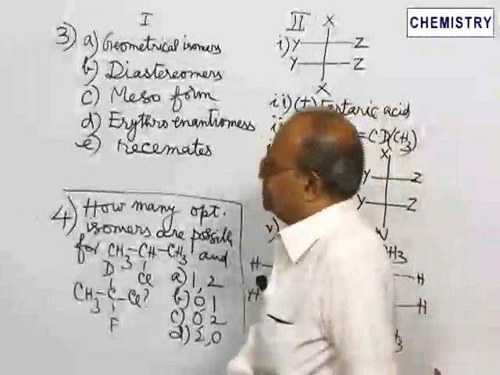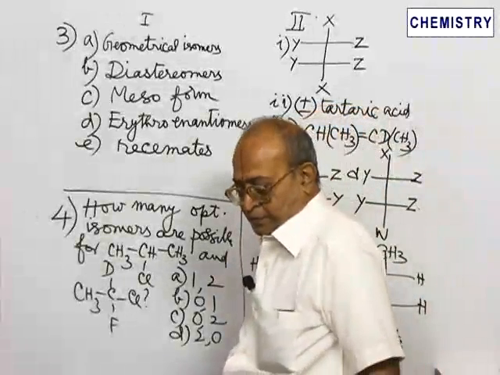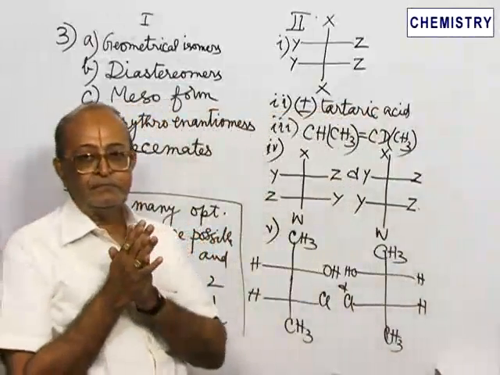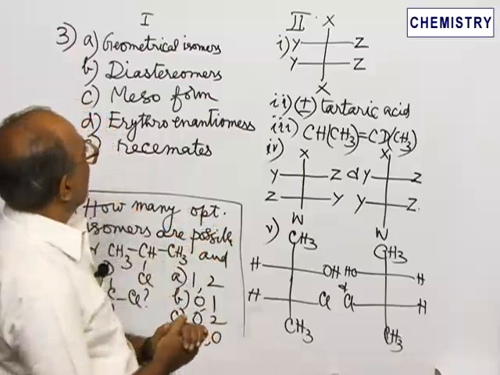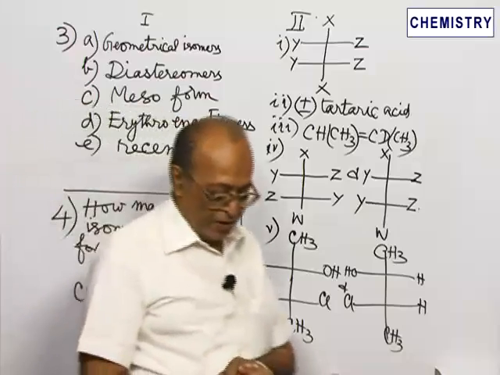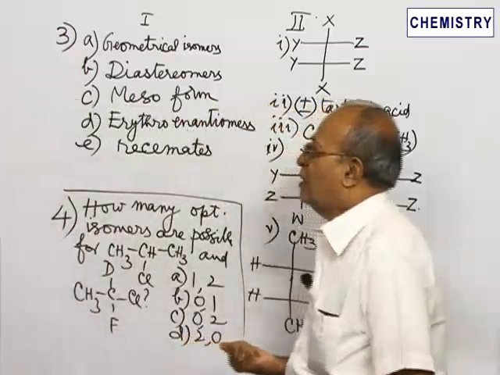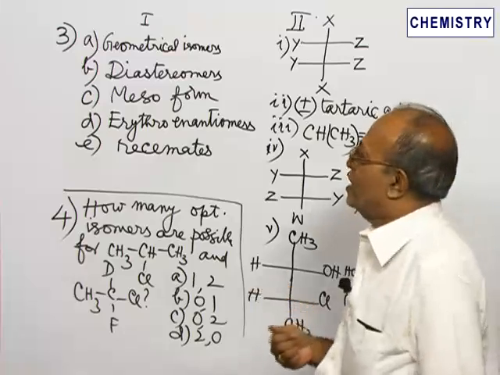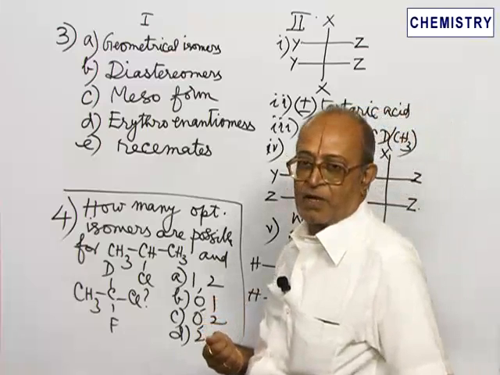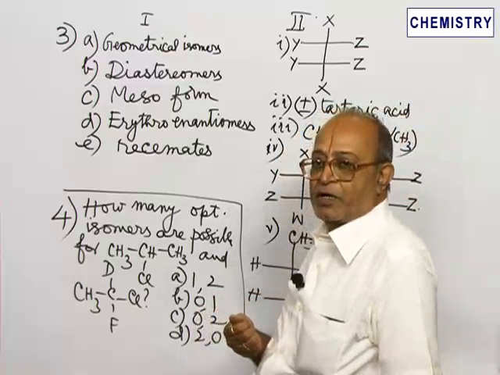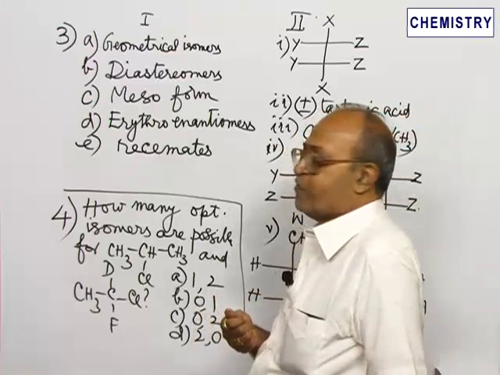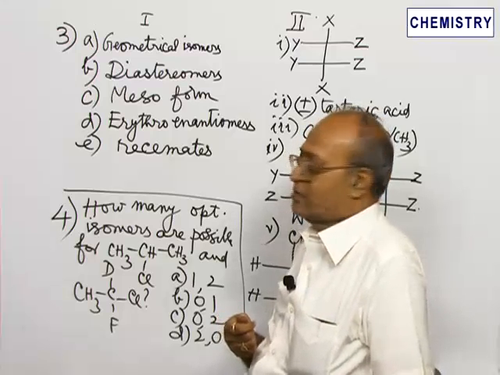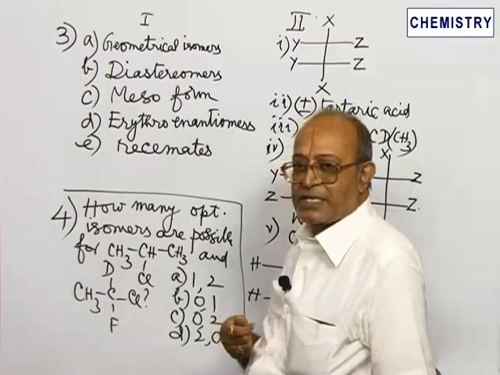Let us consider these two questions. One is matching. Only two columns are given. In the first column, you can notice five systems are given: geometrical isomers, diastereomers, mesoform, erythroenantiomers, and racemates.